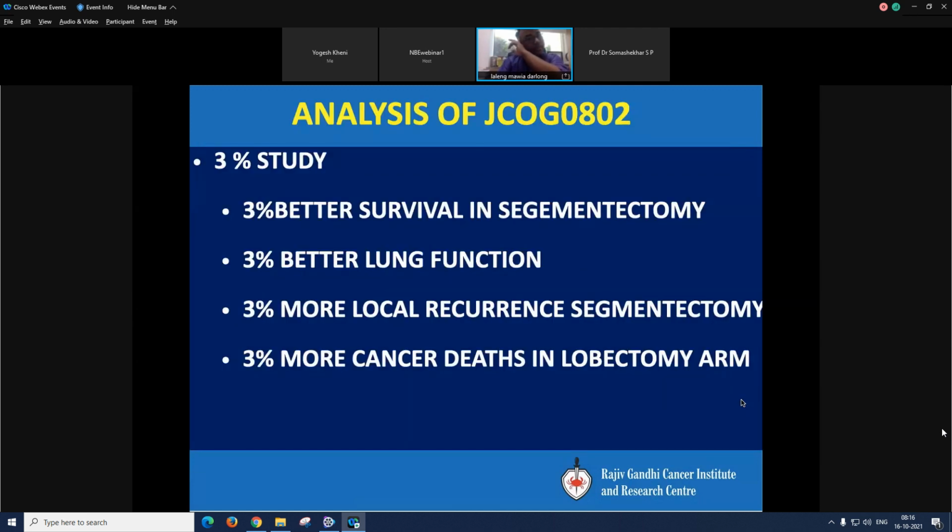So this is what was analyzed by many of the experts, and they say this JCOG is basically a 3% study. It shows 3% better survival in segmentectomy arm, 3% better lung function, 3% more local recurrence in segmentectomy, but 3% survive longer in segmentectomy, which is a discordance, and there are 3% more cancer deaths in the lobectomy arm. So we need to further go and see into details what is the reason behind more local recurrence in segmentectomy, but survival advantage in segmentectomy compared to lobectomy.